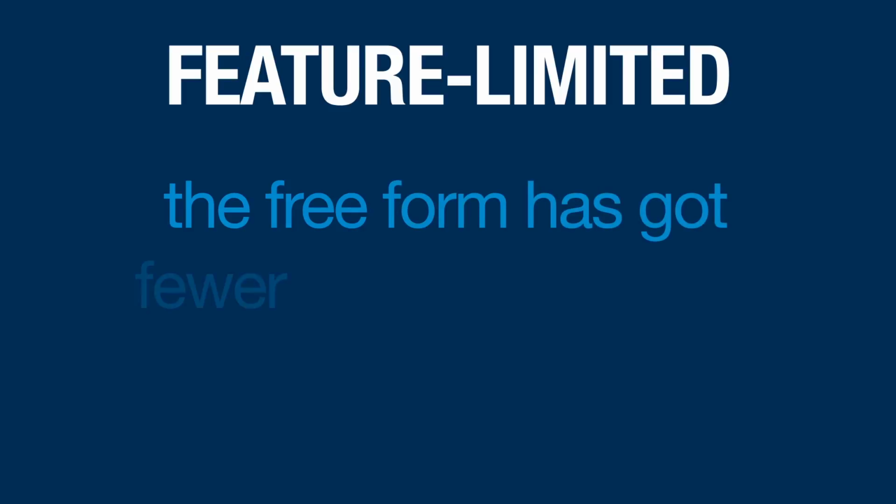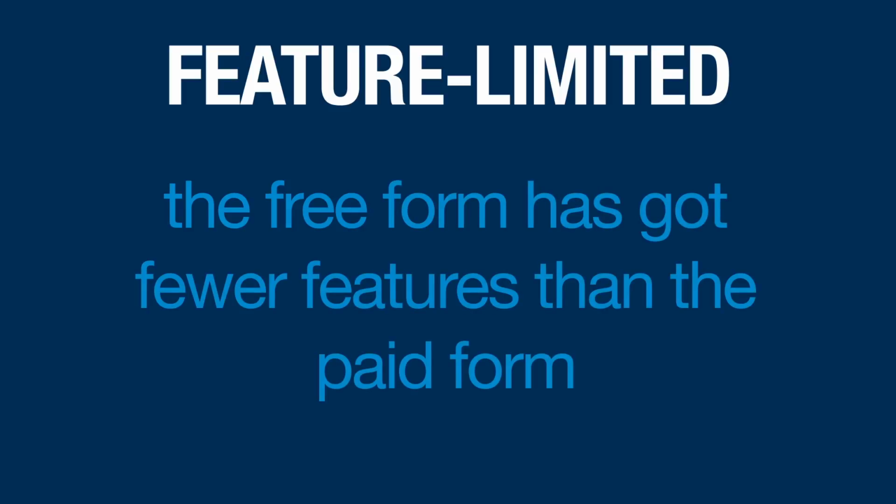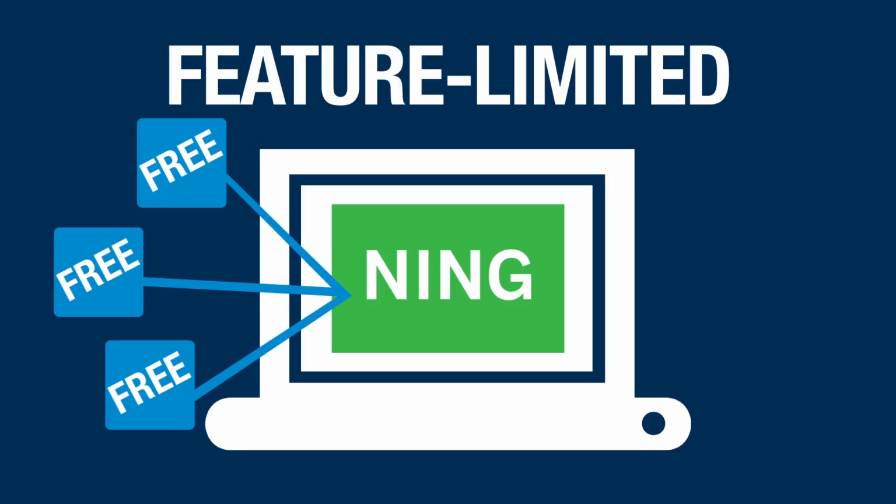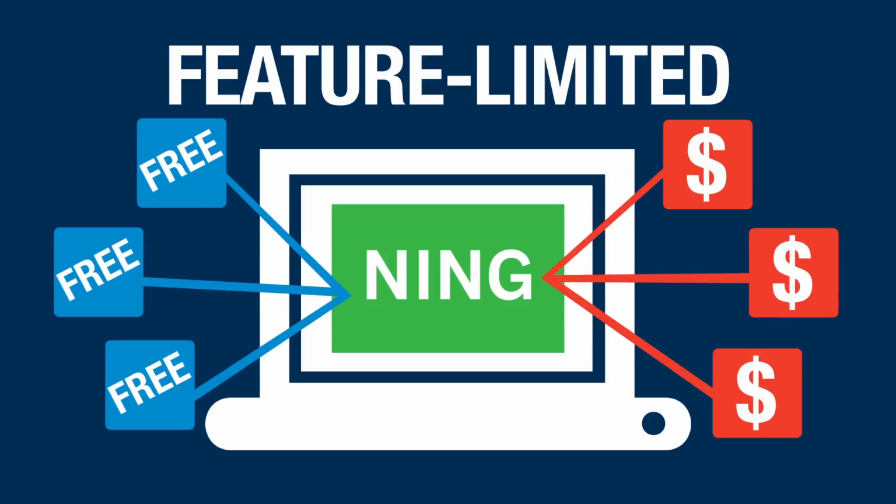One way is so-called feature limited. The free form has got fewer features than the paid form. An example of this is Ning, a social network platform. It has about 2 million social networks on it. Most of them are free, but some of the ones are for companies or individuals who take their networks very seriously. They can buy features that allow them to create a better experience.